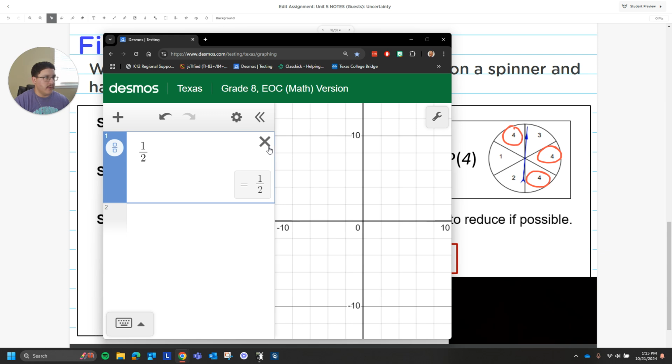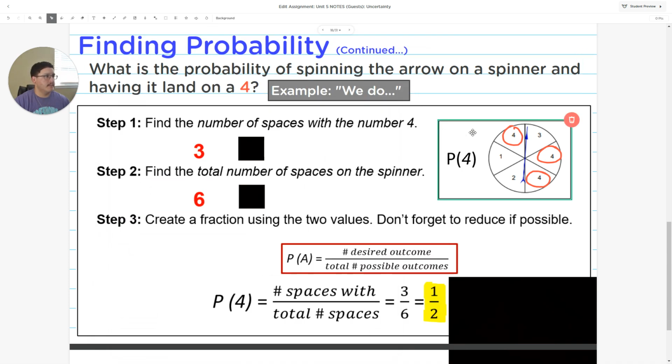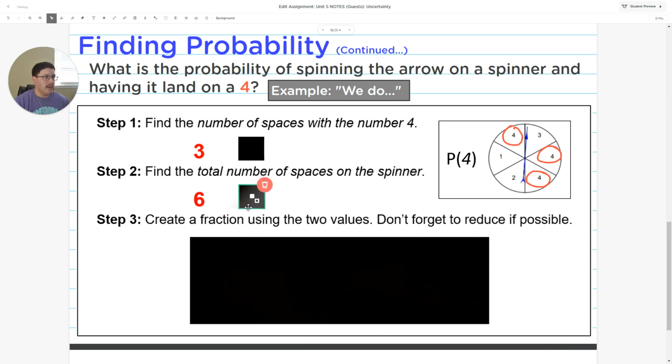And then on Desmos, do the same thing. 3 divided by 6, click the fraction bubble, and then it'll reduce it to 1/2. That's it for this example.